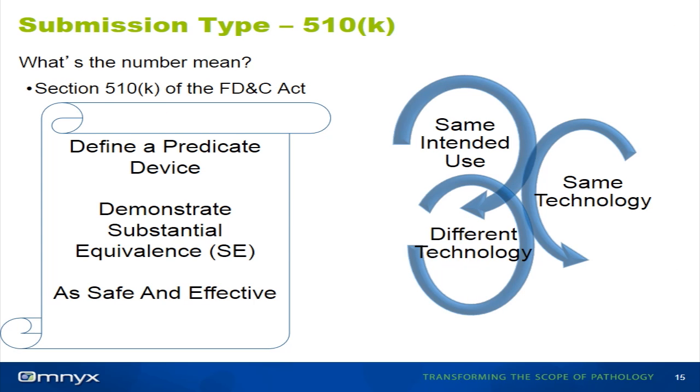It is from Section 510K of the Food, Drug, and Cosmetic Act. For a 510K submission, you must first define a predicate device, then demonstrate substantial equivalence to the predicate to show that your device is as safe and effective as the predicate device. In the 510K submission, you do this by showing that devices have the same intended use and either the same technology or a different technology, but you're able to provide clinical or scientific data to show that the device is as safe and effective as the legally marketed predicate device.